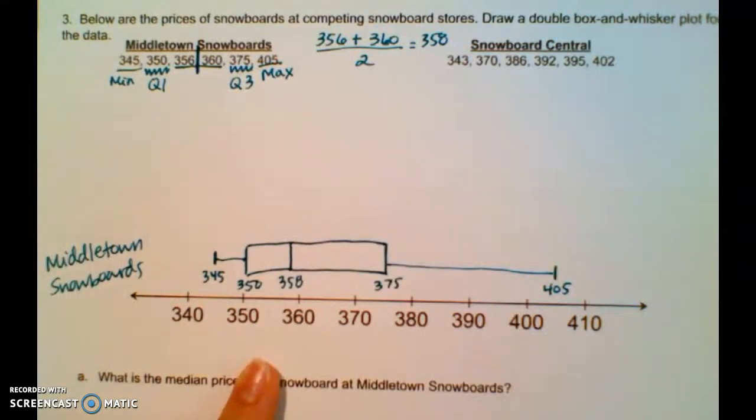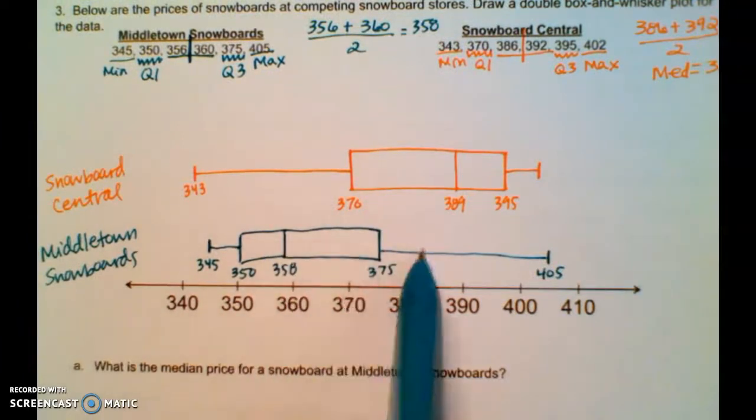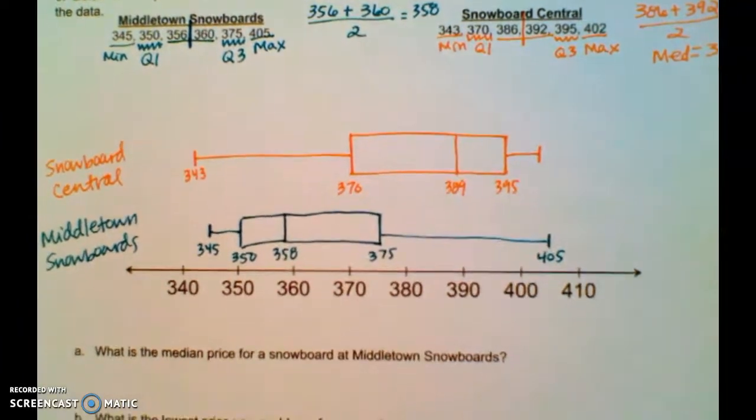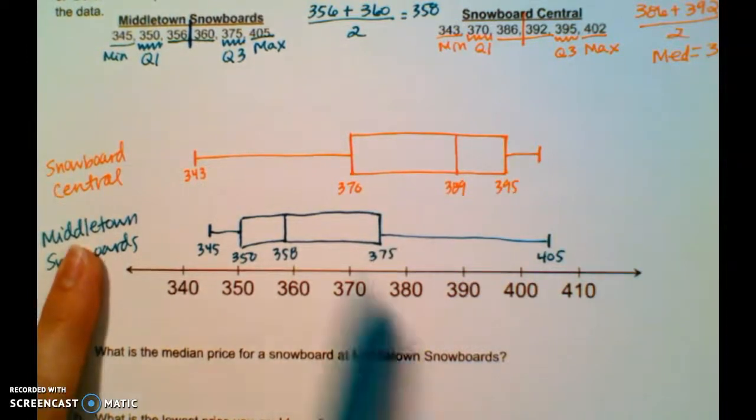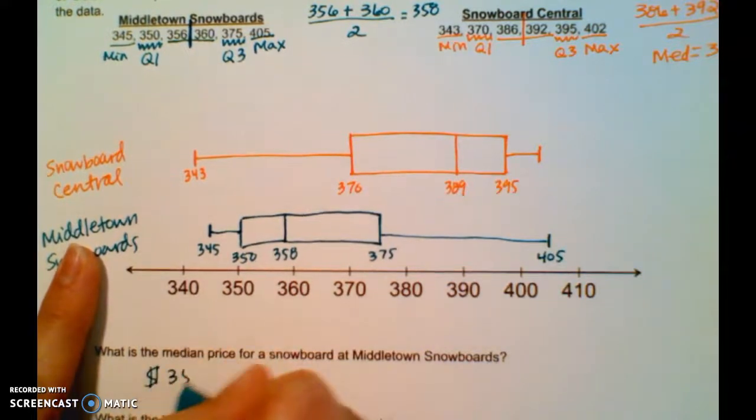I'm going to pause it and let you make the box and whisker for Snowboard Central and then check your work with me. Alright, here's what it should look like. Here's Snowboard Central and Middletown snowboards. So, first question, what's the median price for Middletown snowboards? Here's Middletown. The median is the middle, so that's going to be 358.